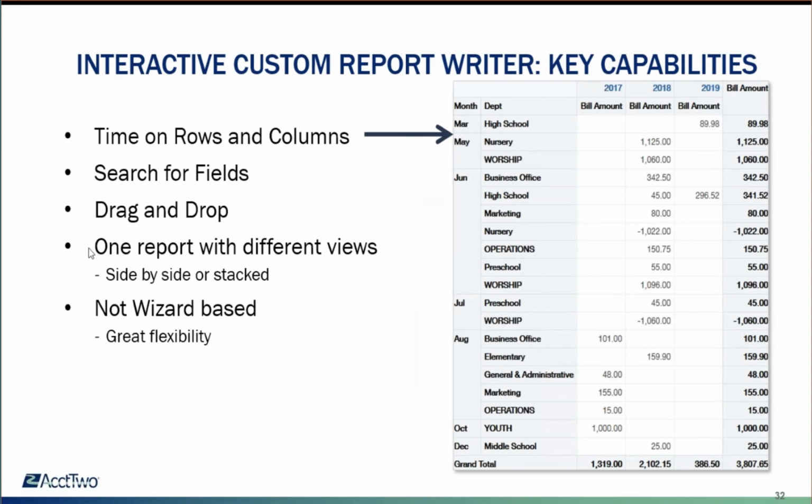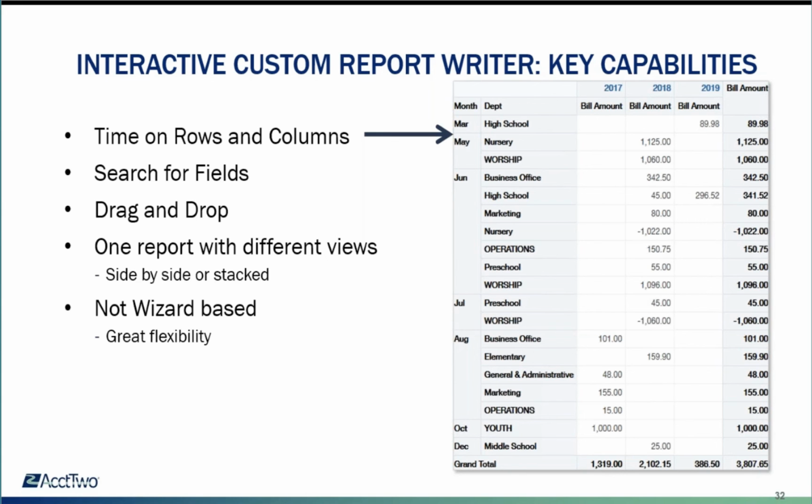All right, some more key capabilities. Time periods on rows, as my screen print on the right shows. We have never been able to have time periods on rows inside of Sage Intacct. We can now, and it's pretty easy to do. So in this case, we've got months on the rows, and we have years on the columns in a pivot table.